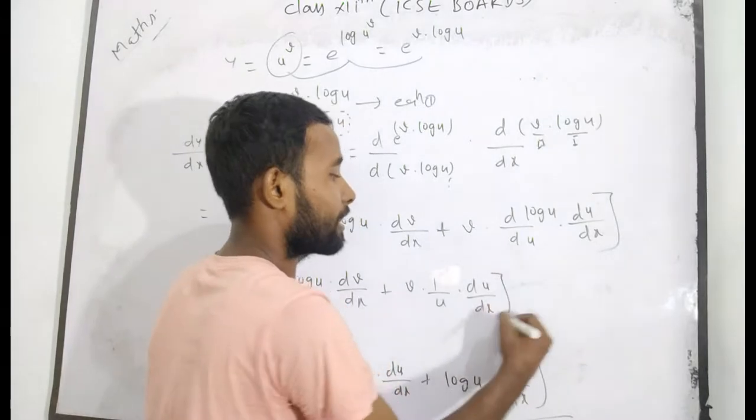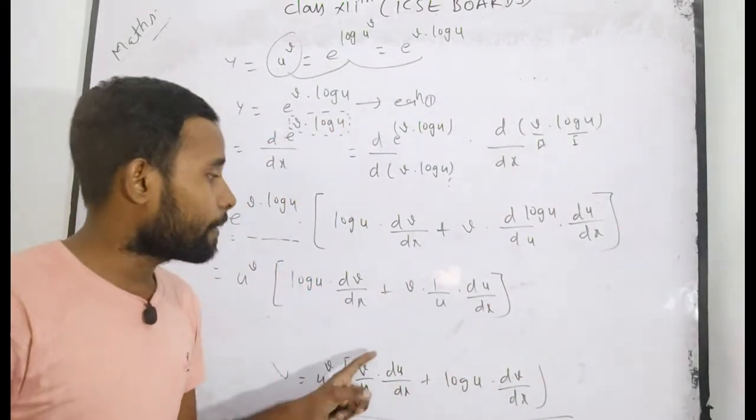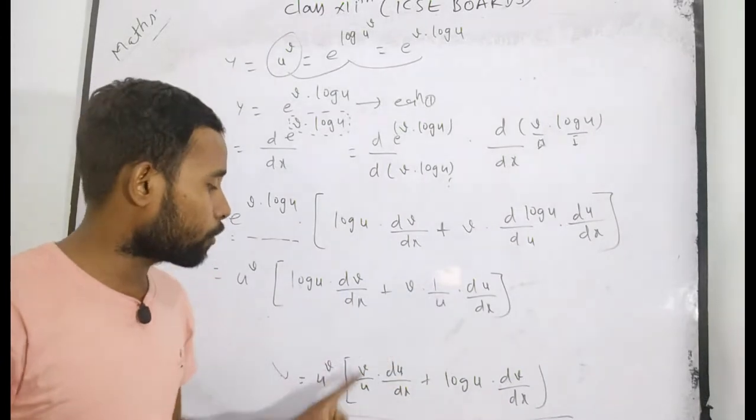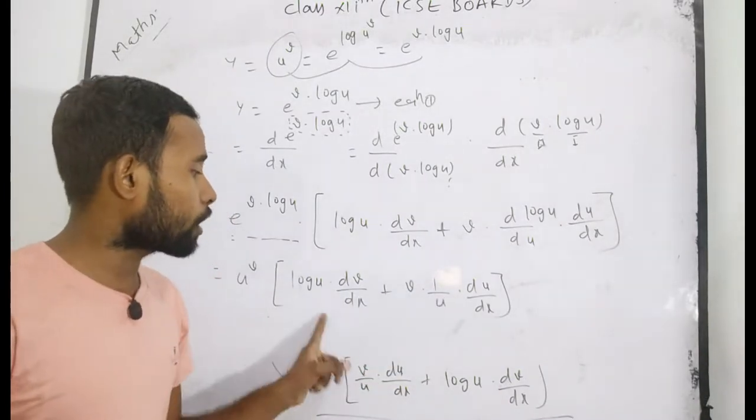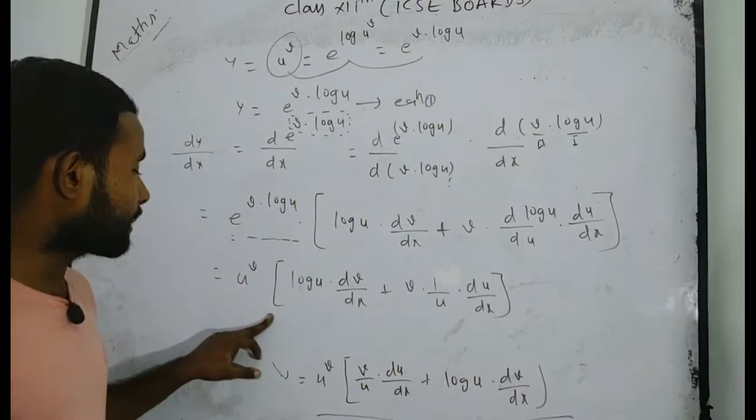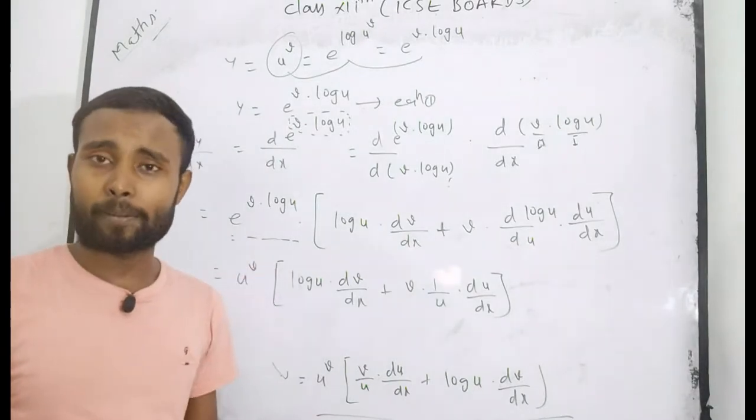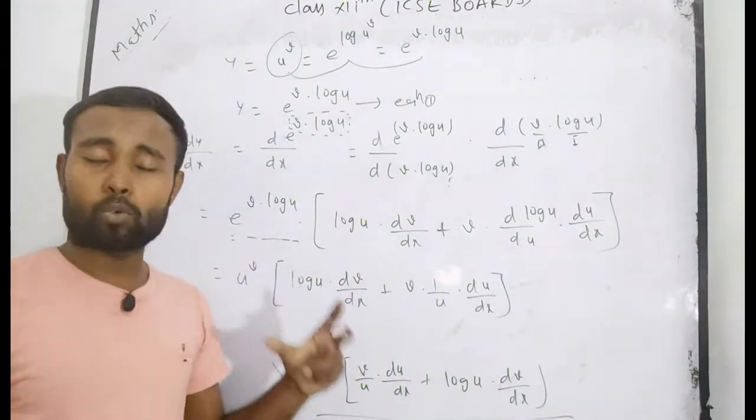I think you understand very well. Now I have only arranged it, nothing else is done here. Simply v upon u into du dx, plus log u into dv dx. This is your required answer. I think you can see here that both procedures give you the same result, which means you can conclude that you can proceed with either method.